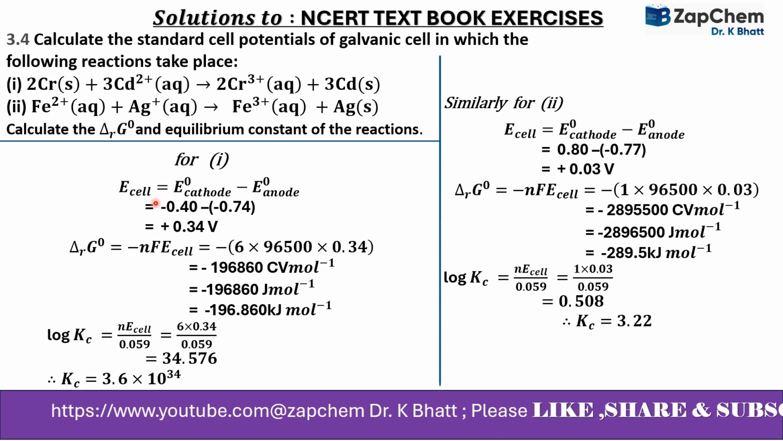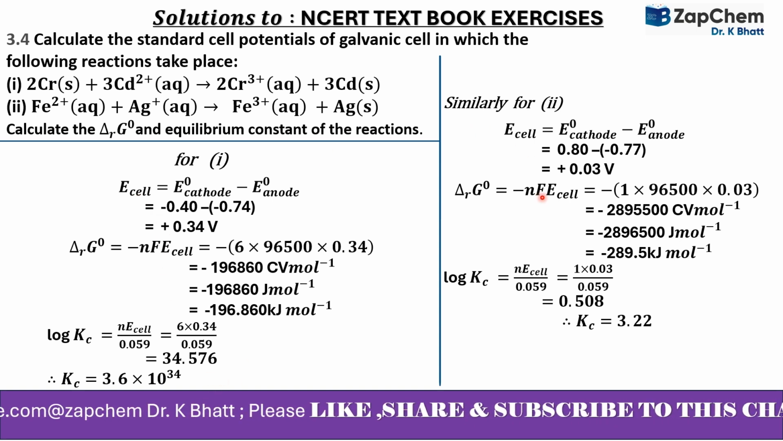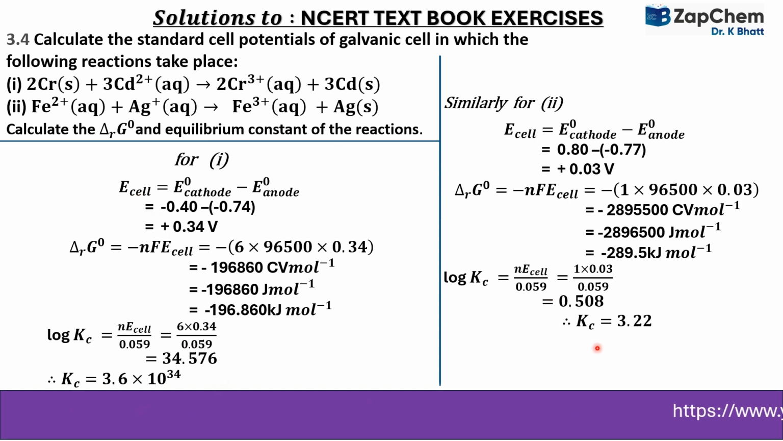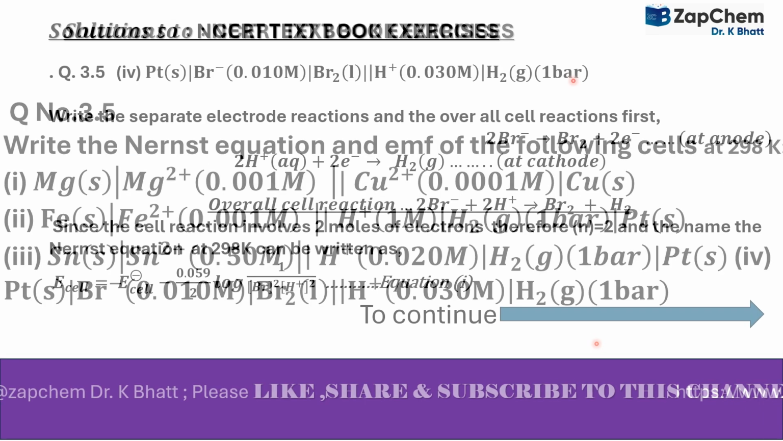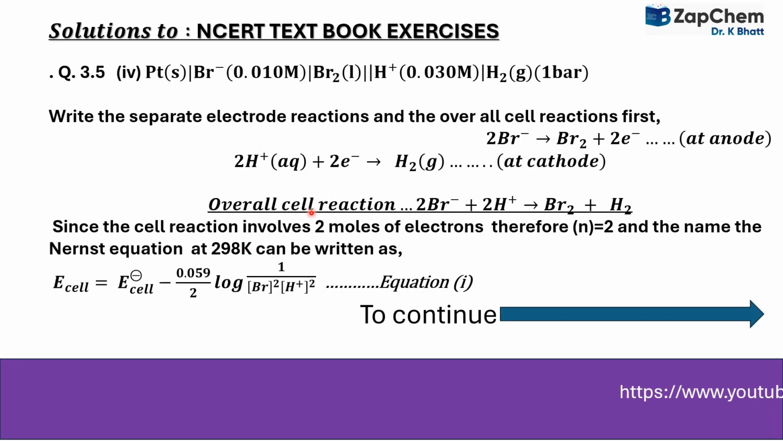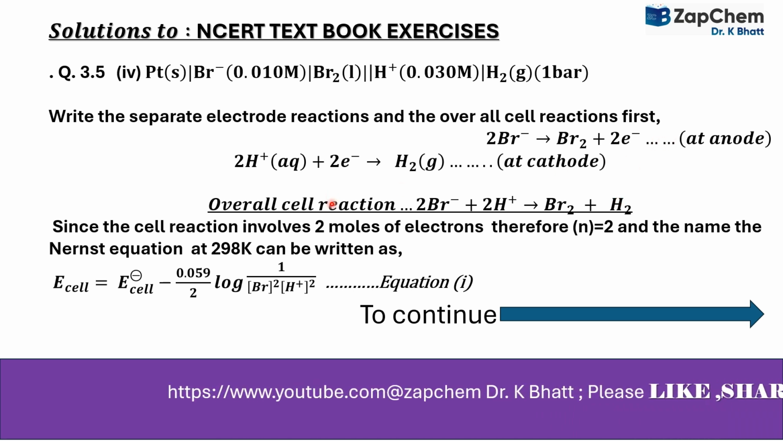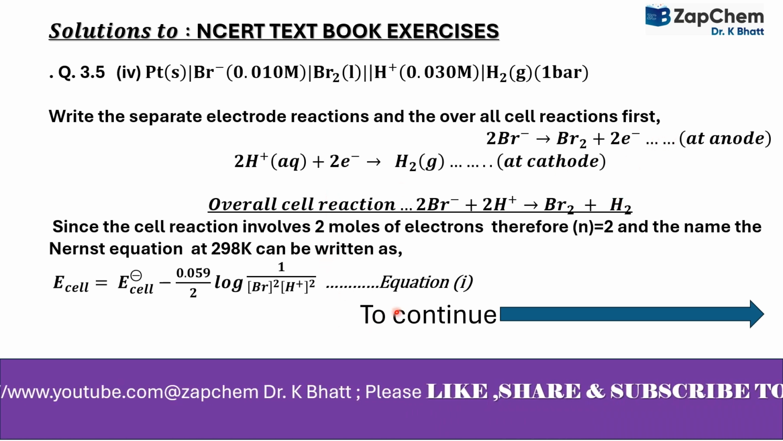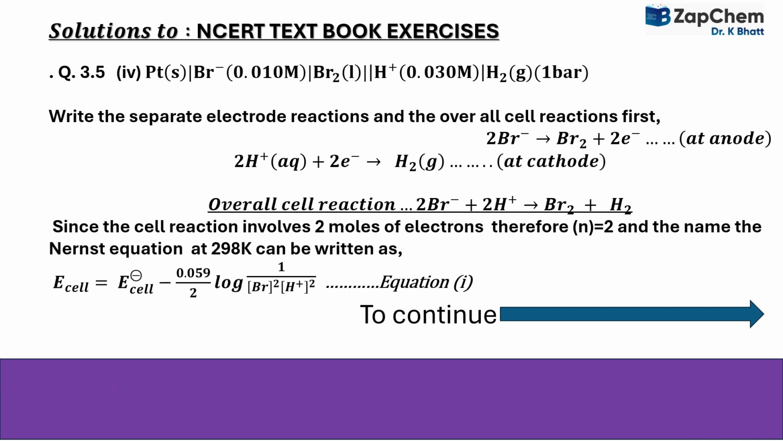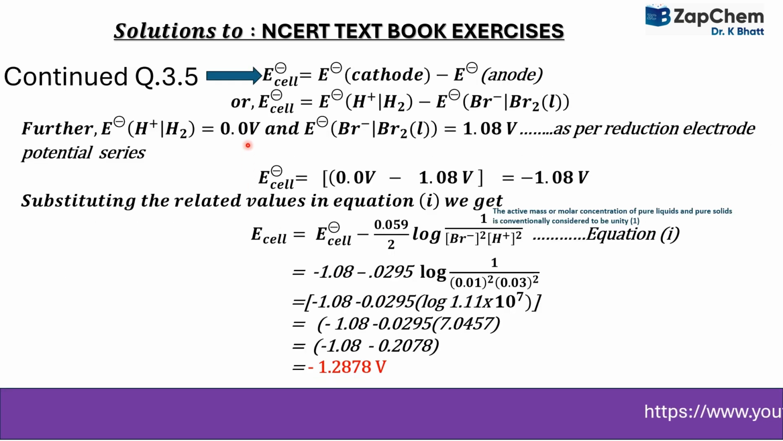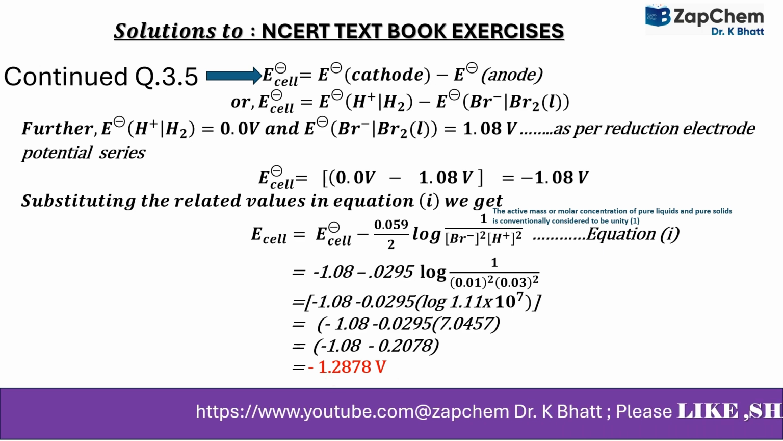Related questions and their expressions which are being used are represented here, and the solutions have been given simplified here. Similarly, a cell notation is given, and we have to write down the overall reaction, the reaction at anode, the reaction at cathode, and then we have to find out E cell. This is to be continued to the next slide, and the answer is minus 1.2878 volts.